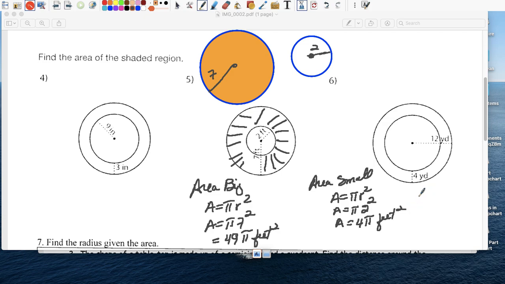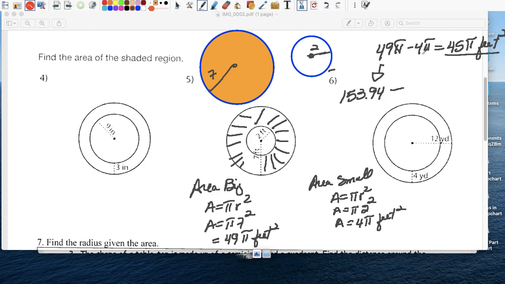Now you got two choices. Some of you can do 49 pi minus 4 pi, and we can get our answer really fast. That gives us 45 pi feet squared. We'll leave the answer like that. Those of you who want to multiply, and I'll do that, 49 times pi, enter. Depending on what the question says, you can change this to 153.94 rounded to the nearest hundredth, minus 4 times pi, which is 12.57 rounded.